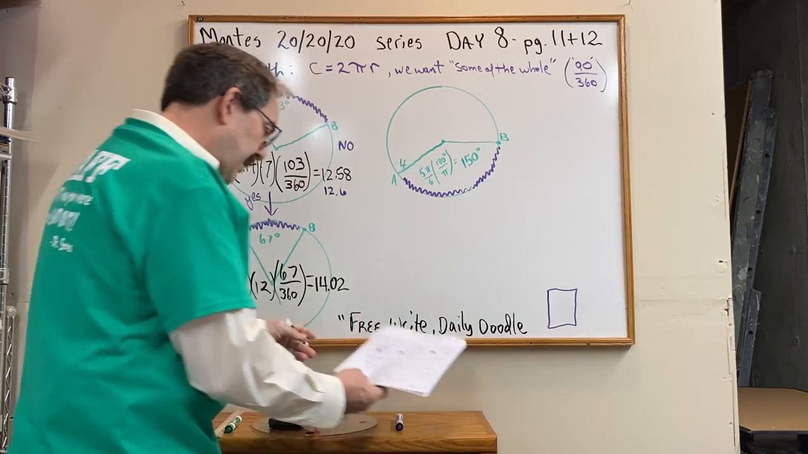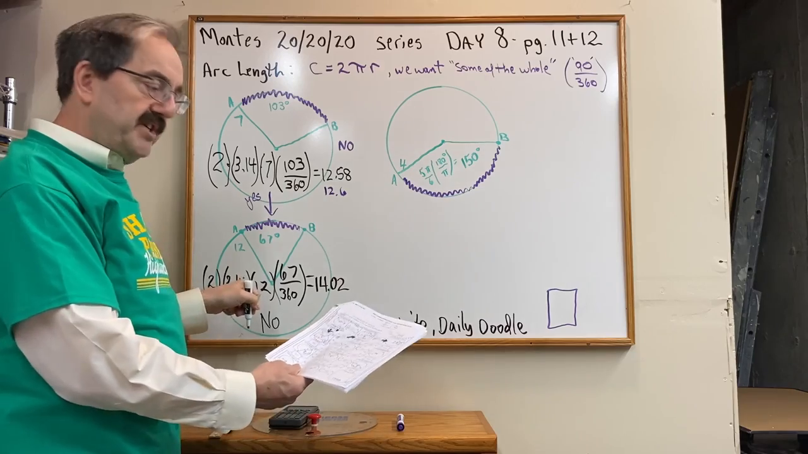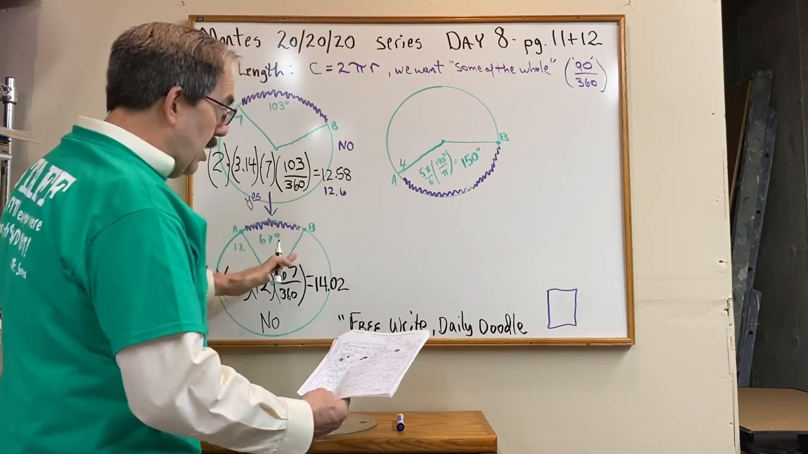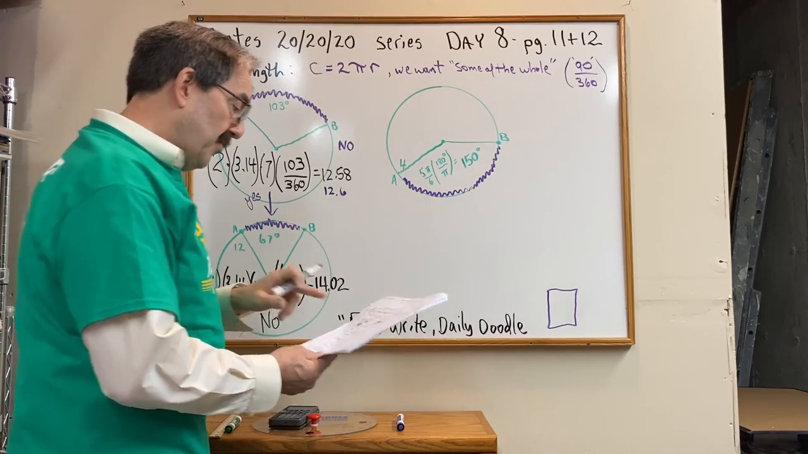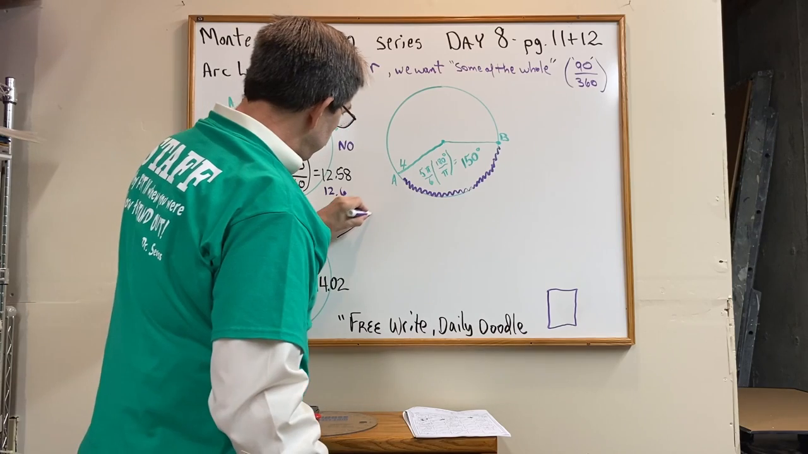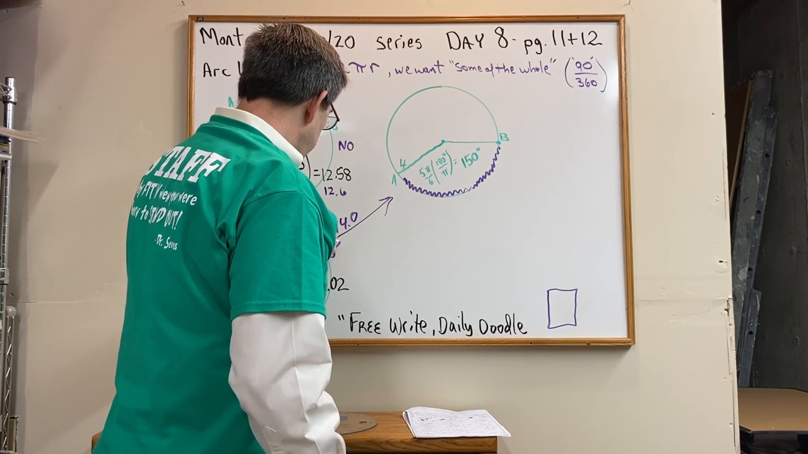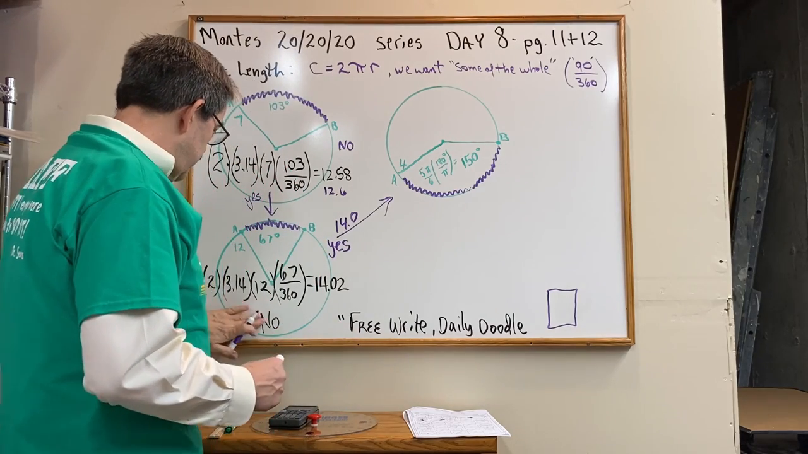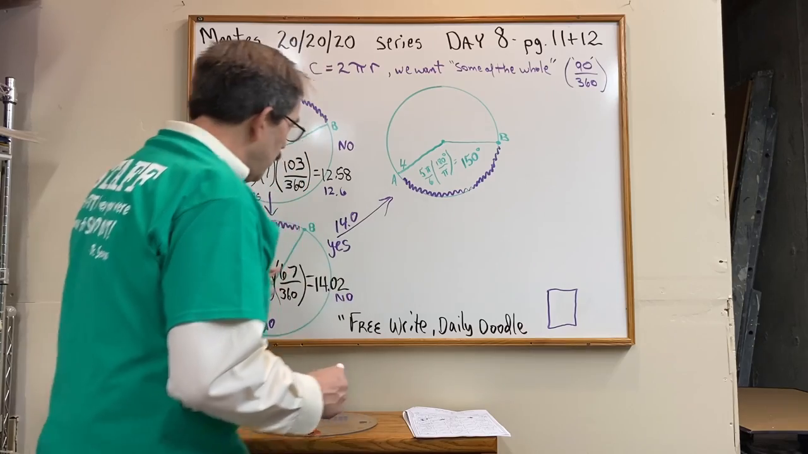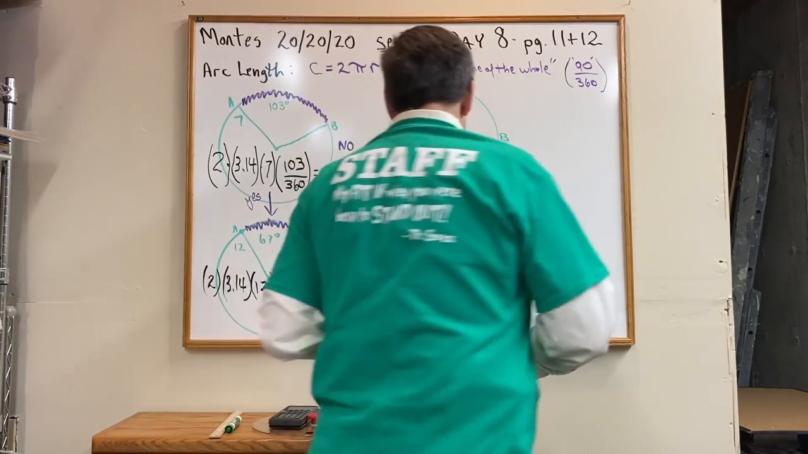Okay, look at the options. No, can't go down, 10.6. Can't go to the right, 14.7. We're going to go up at an angle, diagonally, 14.0. So we're going up at an angle, all right? So let's go up diagonally.